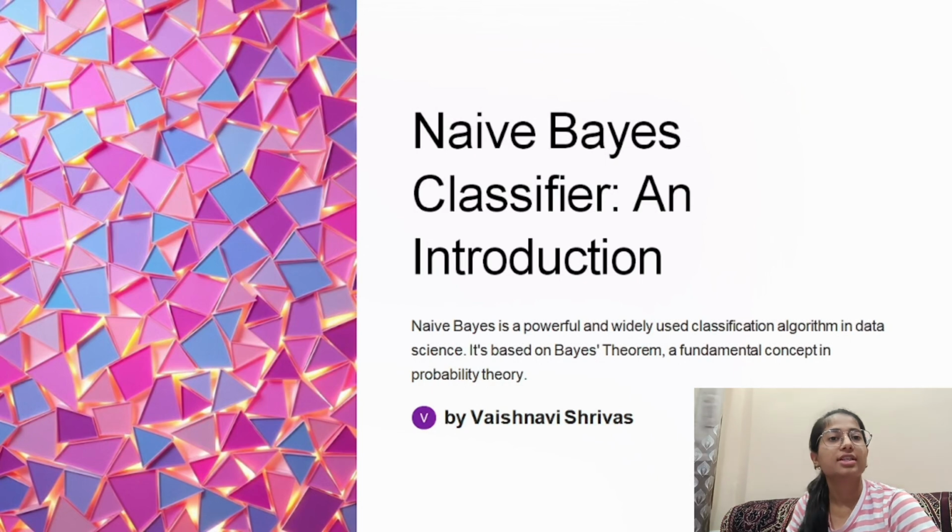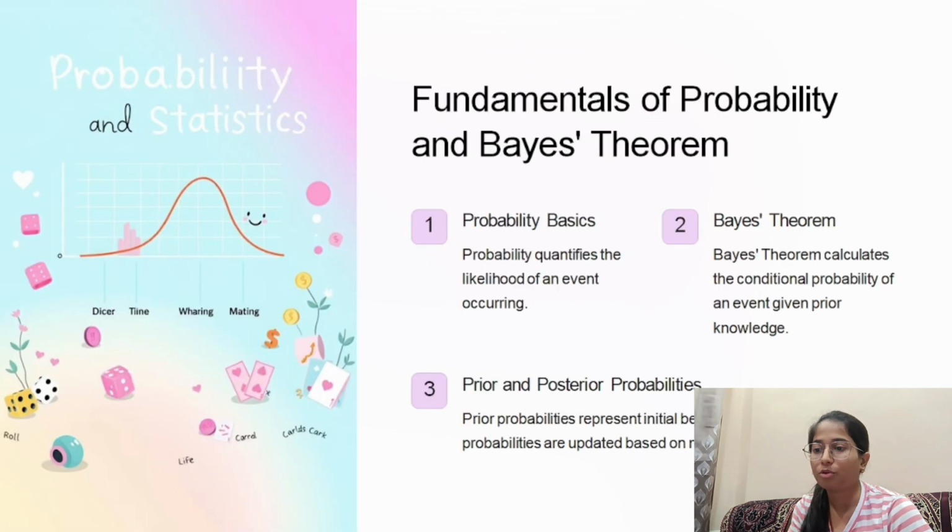Today we are going to discuss the next topic of the data science course, that is naive-Bayes classification. Let's start. Naive-Bayes is a powerful and widely used classification algorithm in data science. It's based on Bayes' theorem, a fundamental concept in probability theory.